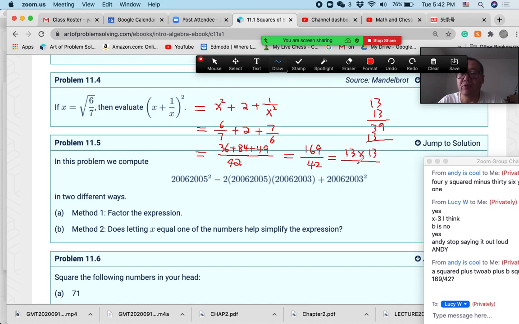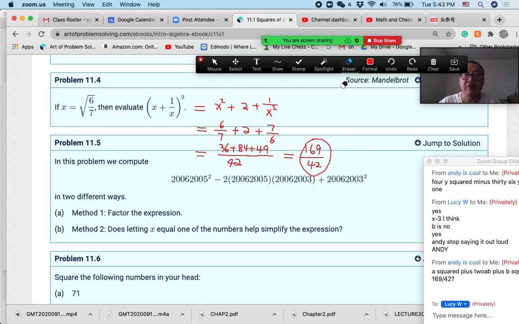Then 42 equals, can we do times 4? No, this is not 4. 13, we cannot divide this one. Why is it 13? That will be 14 times 3, right? So that means we cannot simplify. So this one is already the simplest form. This one is the correct answer. Okay? So Andy got this one correct.